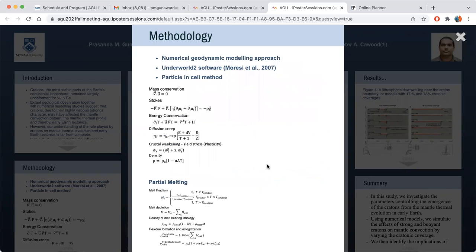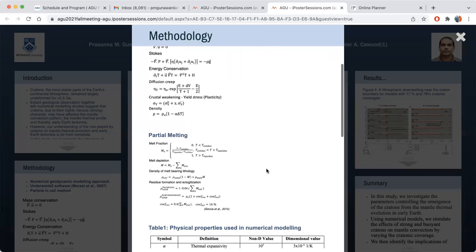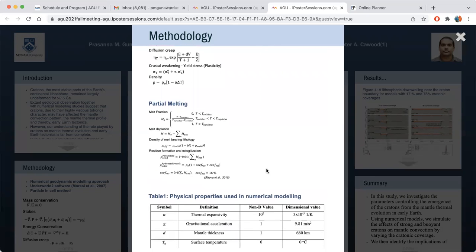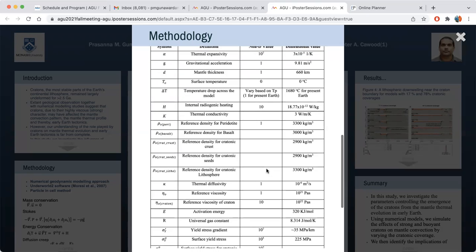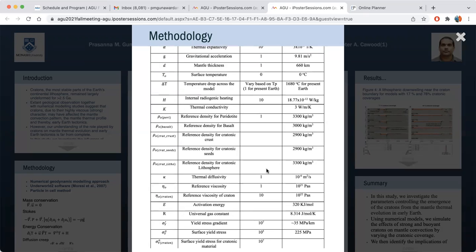In the second slide, I'm explaining my methodology. We use the numerical geodynamic modeling approach. Underworld2 software is used. In the model, we solve the mass conservation equation, Stokes equation, and energy conservation equation. Diffusion creep rheology is used, and the crustal weakening is done by pseudoplasticity. Density is temperature dependent. Partial melting is implemented following Sizova et al. 2015. And this table shows the physical properties of the model.